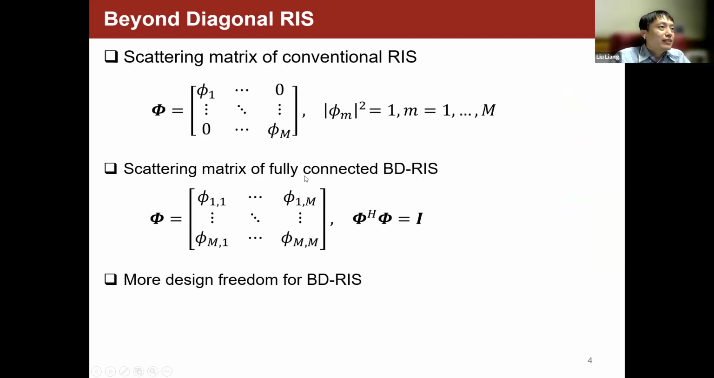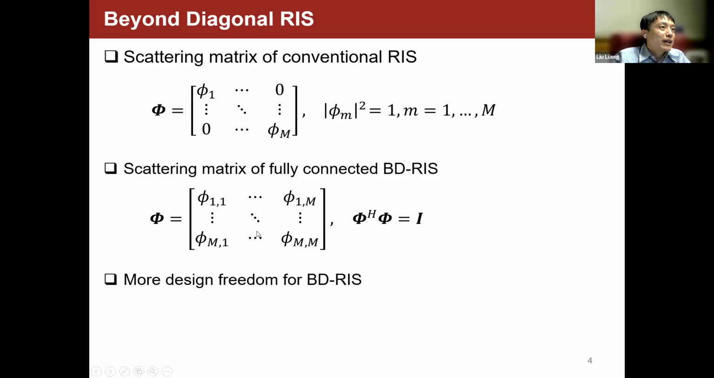If we just look at the rate optimization problem, then we are very happy, because any diagonal matrix phi of the conventional diagonal RIS is a special case of the new BD-RIS scattering matrix phi, because any diagonal matrix with unit-modulus entries is a unitary matrix. This means that if we do the optimization, we have more freedom to design a new non-diagonal matrix phi. We can achieve better rate.